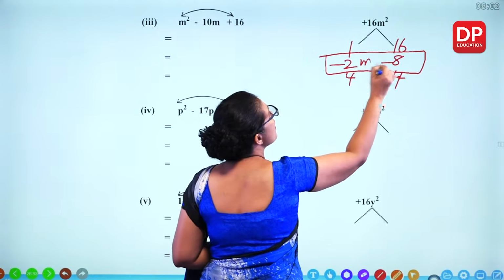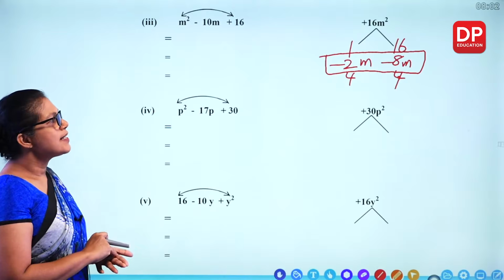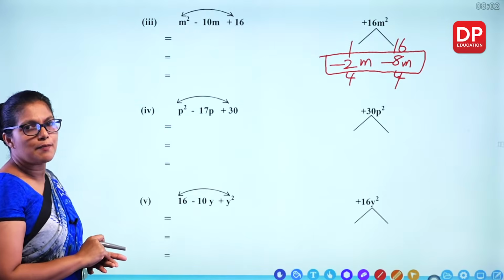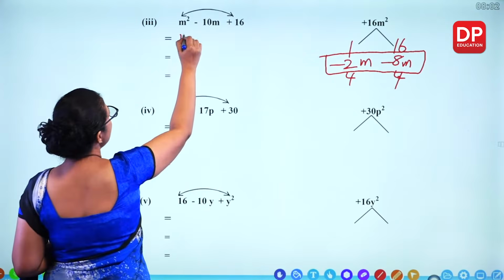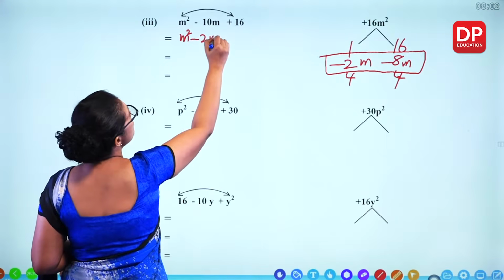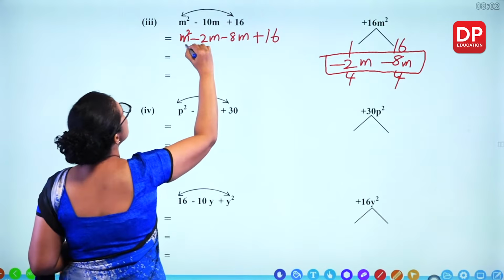So to get m squared, this should be m and m. Minus 2m and minus 8m, you get minus 10m. So we are splitting the middle term into 2: minus 2m minus 8m plus 16. Take 2 at a time.